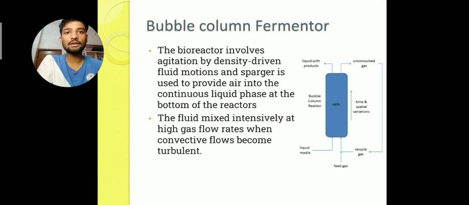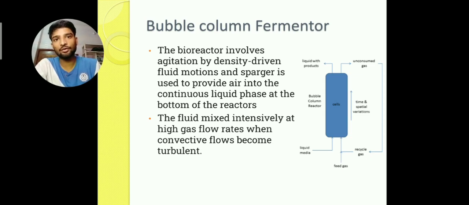Now we will discuss the bubble column fermenter. The bioreactor involves agitation by density driven fluid molecules, and the sparger is used to provide air into the continuous liquid phase at the bottom of the reactor. The fluid mixes intensively at high gas flow rates when convective flow becomes turbulent. So in this, the density driven fluid molecules are mixed with the help of air bubbles which come from the sparger, which is located at the bottom of the fermenter.